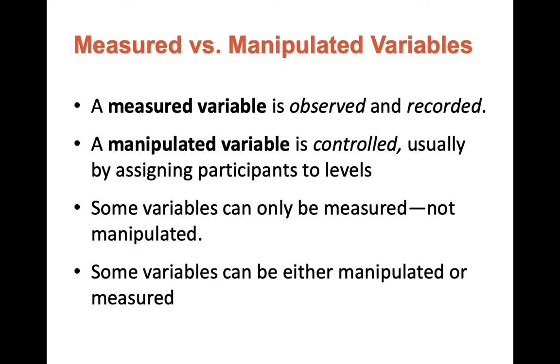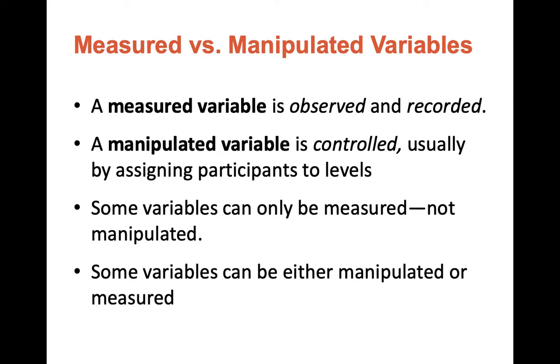A manipulated variable, on the other hand, is when a researcher controls that variable. Usually they do this by assigning participants to different levels of that variable. This is common in an experiment. An example of a manipulated variable might be that a researcher assigns some people to take a test in a room with many other people, but some people are assigned to take the test alone. So the manipulated variable is whether they take the test with other people versus alone.